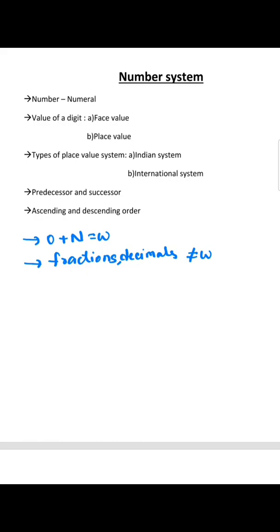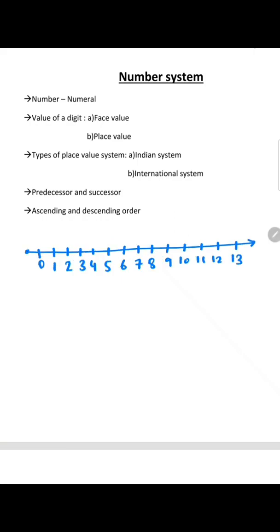The important points of whole numbers are: when 0 is added to the natural numbers, we get the whole numbers. Also, fractions and decimals do not come under the whole numbers. So, let us see how to represent the whole numbers on a number line. This is how we are going to represent them. Here, the dot indicates that 0 is the first whole number, and the arrow mark on the right side indicates that the whole numbers continue till infinity.